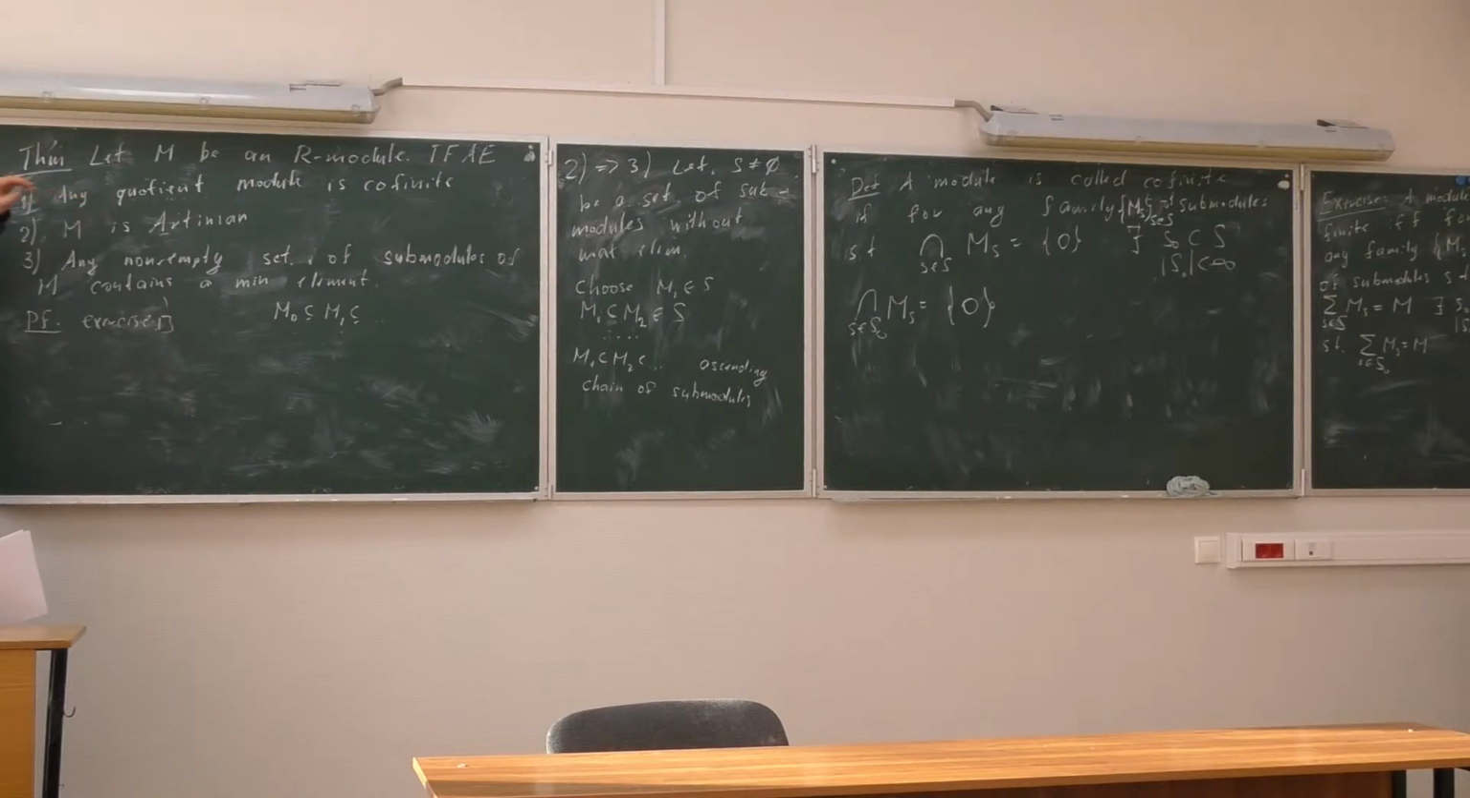For example, if you take Atiyah-Macdonald or Altman and Kleiman, or even, I think, Eisenbud and Matsumura, they don't have this condition. I just wanted to show you this condition, but it is actually not very important for any applications.